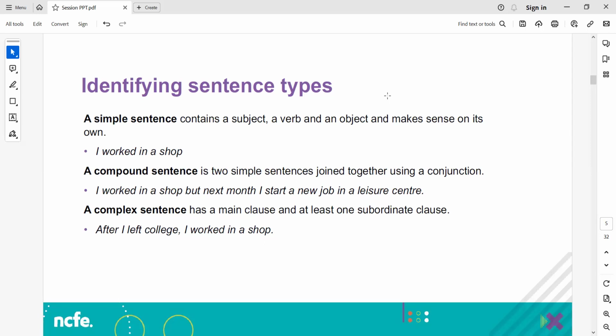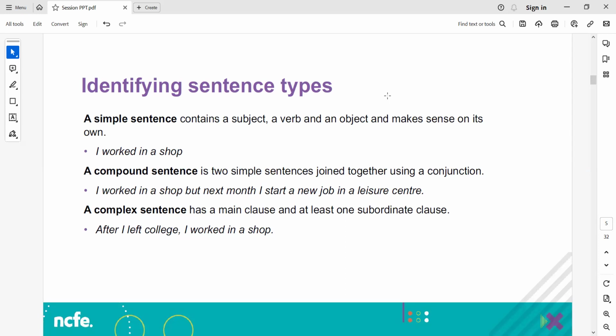So we've got there, I worked in a shop. What's another example of a simple sentence? John is a boy. Is that what you said? Yeah, excellent. John is a boy. Good. Simple sentence. I play football. Another example of a simple sentence.